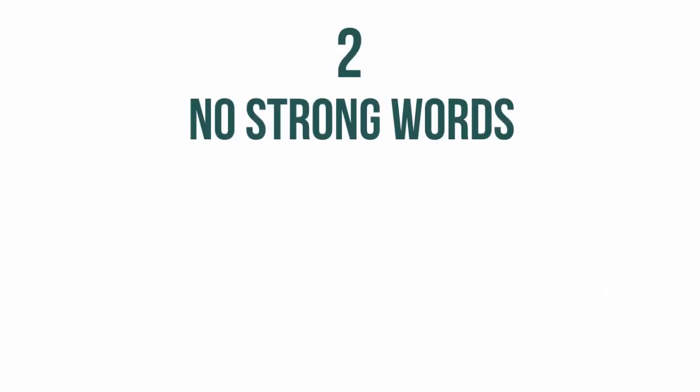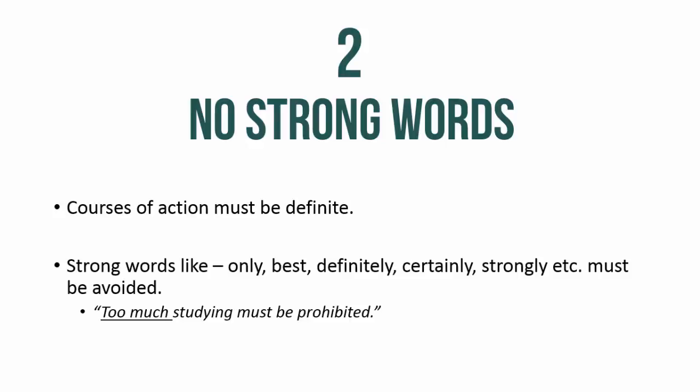Second, stay away from strong words. Courses of action are something definite. They're something that you're going to tell somebody to do. When you're giving such an instruction to someone, what you say has to be to the point, it has to be specific. It should not have strong words like only, best, definitely, certainly, too much, too little, and so on. Any decision which contains such a strong word is not being very specific. You're not accurately telling somebody what to do because you're adding some amount of emotion into it.